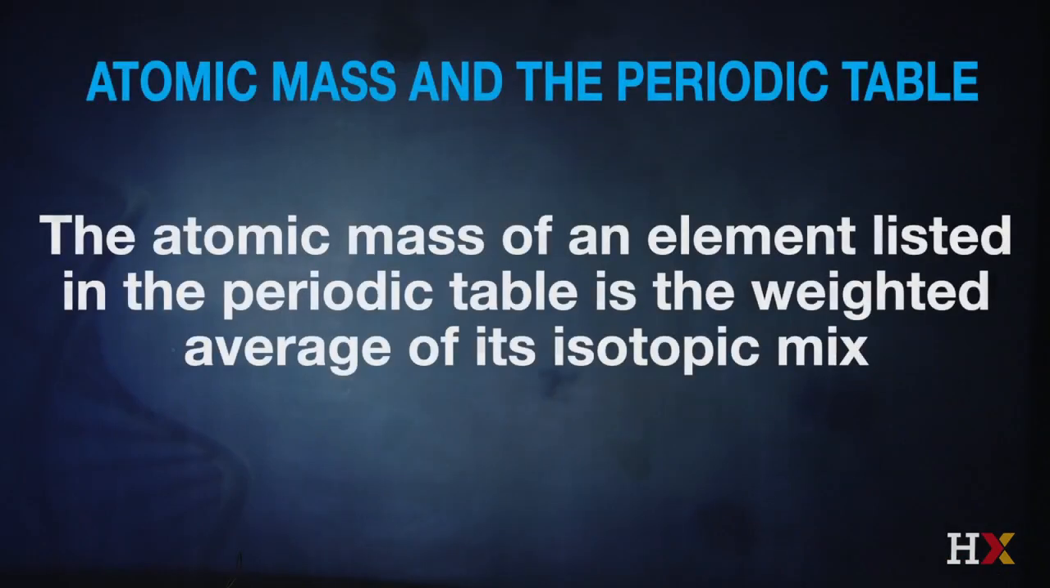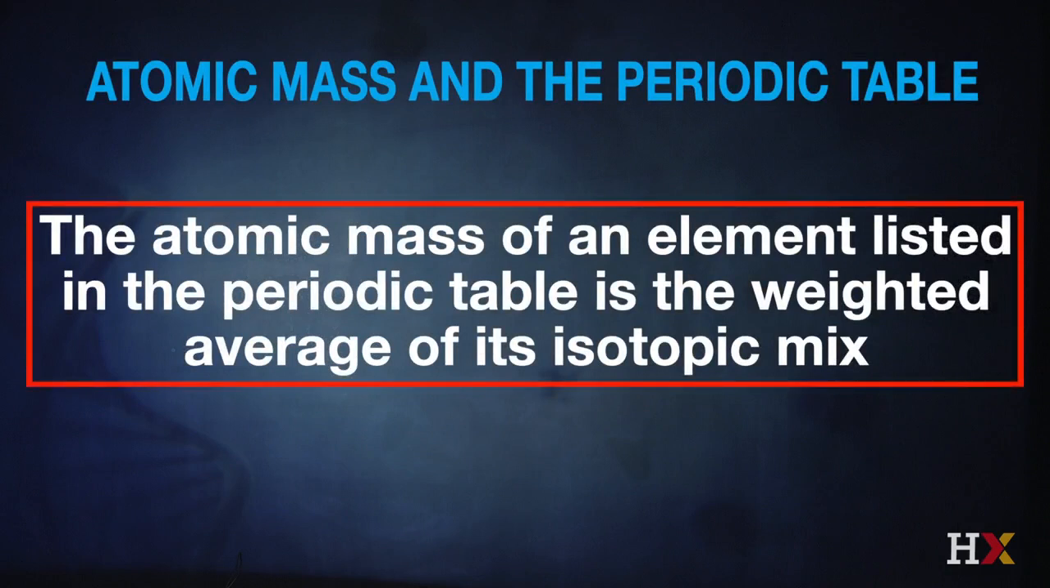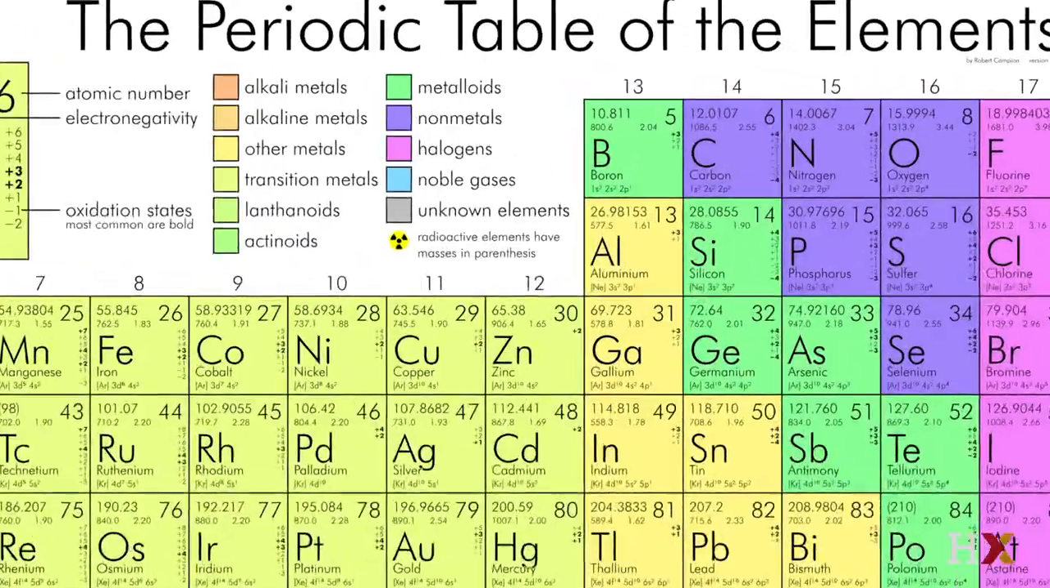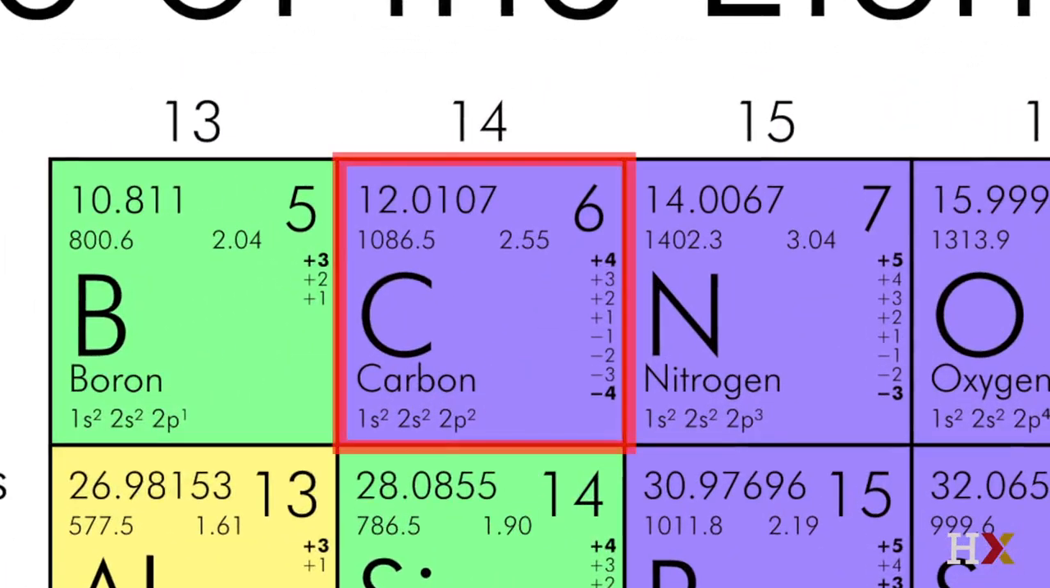So we have to find out and determine why that difference occurs, because it's very important in understanding the contribution of mass from each one of the elements of the periodic table to the mass of a compound. So the key point to note is that the atomic mass listed in the periodic table is the weighted average of the isotopic mix that comprises that particular element. Carbon, for instance, is an isotopic mix.